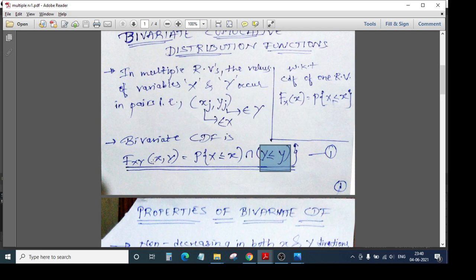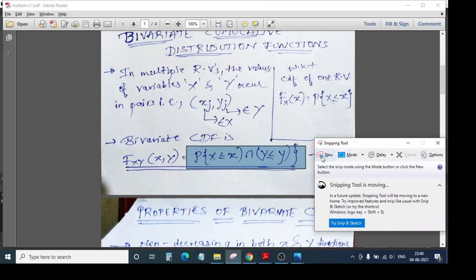Then what is the total CDF? The total CDF is the intersection of the first variable along with the second variable. Now what do you mean by this intersection? This also we have already discussed in all your previous classes. It is like an AND operation. We try to get a common area, and intersection is nothing but getting a common area.